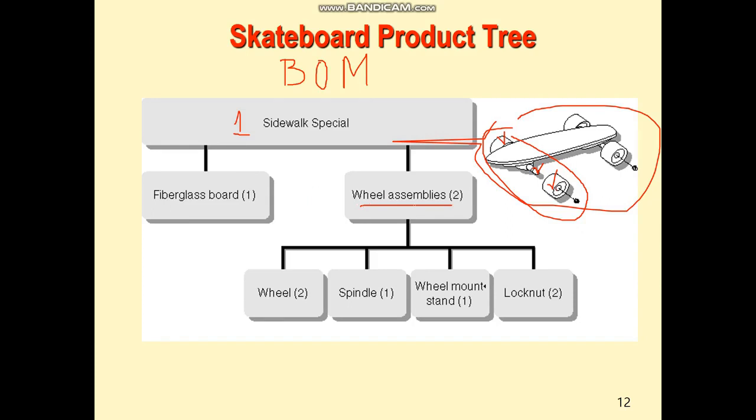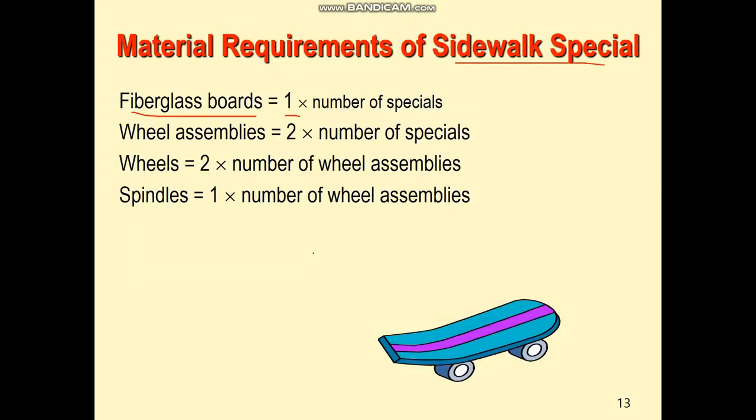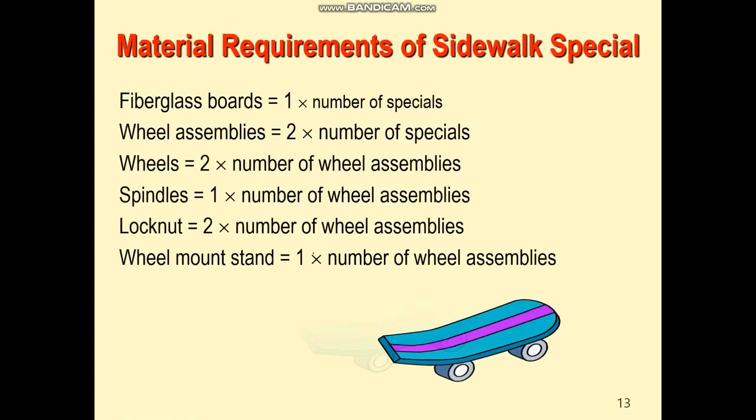The number of wheel assemblies will equal the number of sidewalk specials multiplied by 2. And the number of wheels will equal the number of sidewalk specials multiplied by 2 and multiplied by 2. So it's equal to the number of sidewalk specials multiplied by 4. So on and so forth, you can determine all the materials that you need. Okay, like what I wrote here.